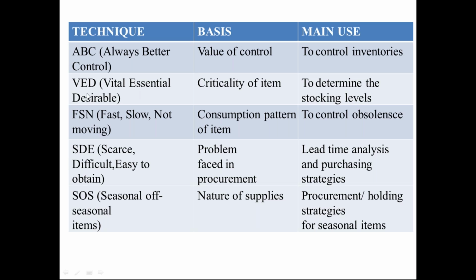The next technique is VED, that is vital, essential, and desirable. The basis of this method is criticality of the item. The main use of this technique is to determine the stocking levels. The next technique is FSN, that is fast, slow, and not moving. The basis of this material is the consumption pattern of the item. The main use of this technique is to control the obsolescence.